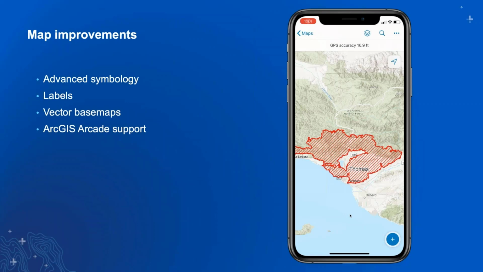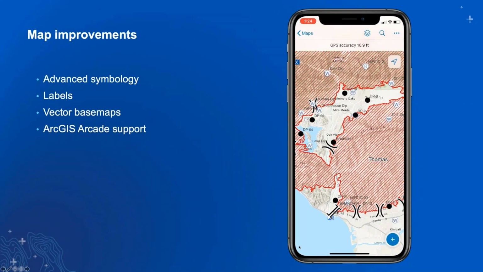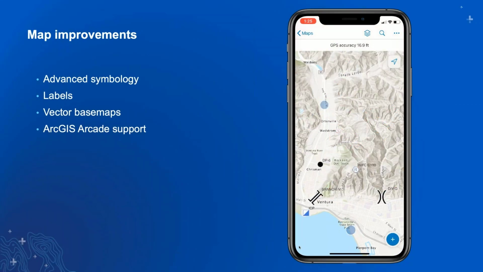The first thing is advanced symbology. Getting the information that makes sense to you, in wildfire, is very important. Things like labels and vector-based maps. Let's take a look at this video, and this will highlight some of those new capabilities in the map. You'll see a few things.